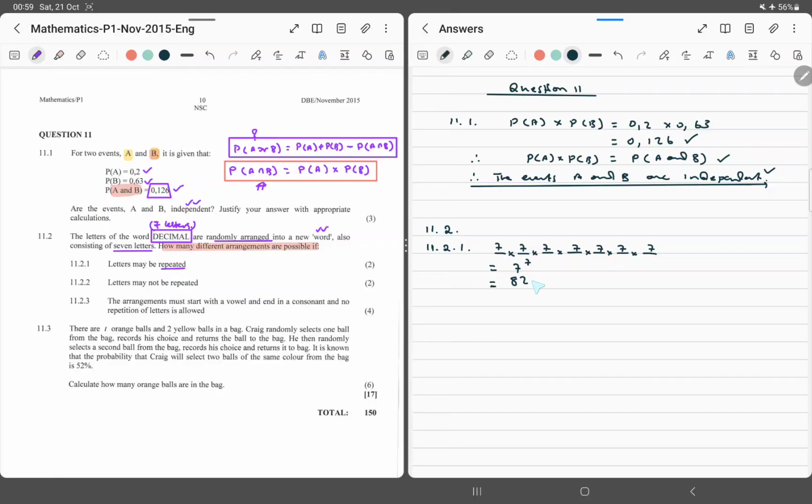This is 823,543. Of course, different arrangements.